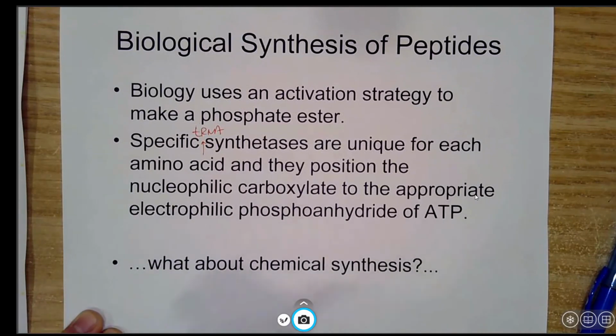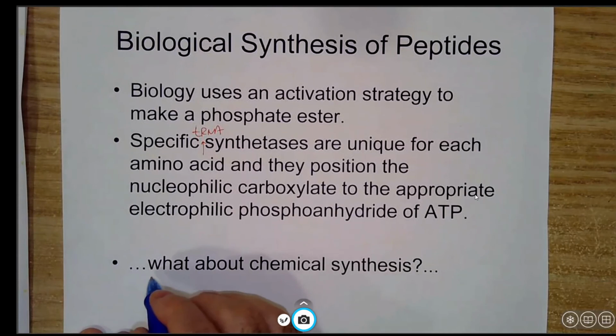However, there are limitations to this, and we're going to discuss chemical synthesis and how we can actually make peptides using chemical synthesis in the next part.